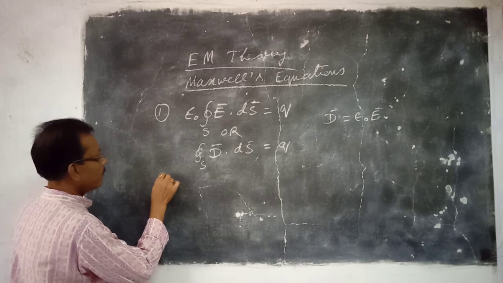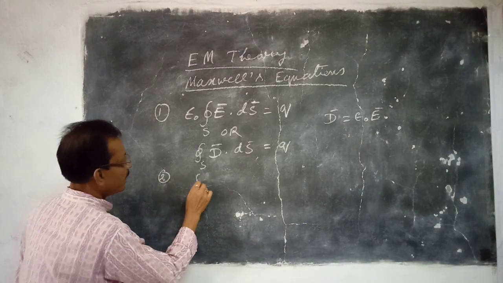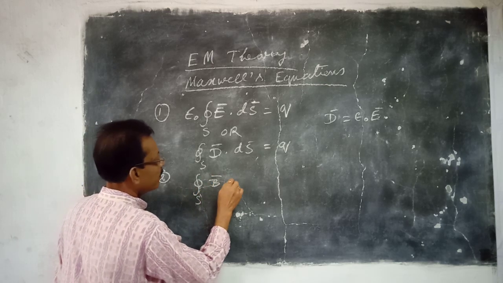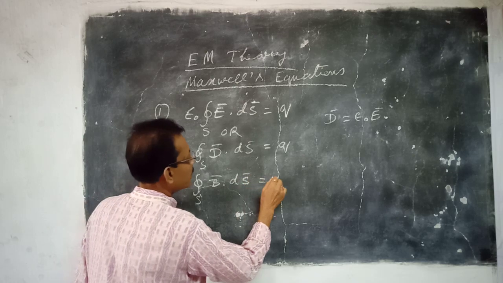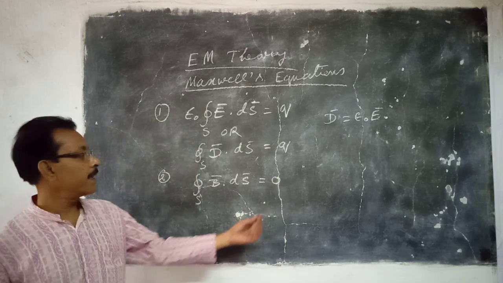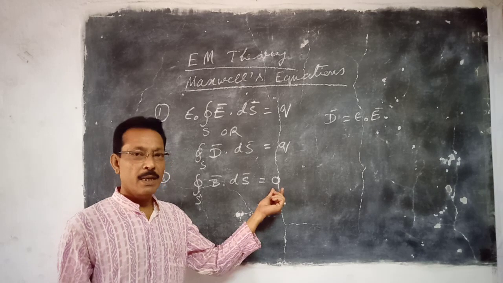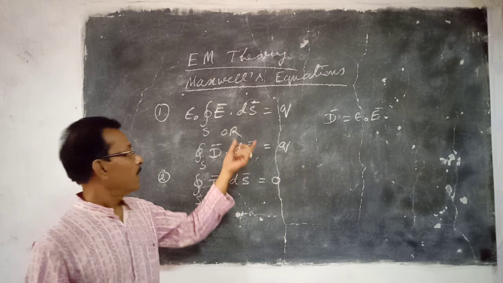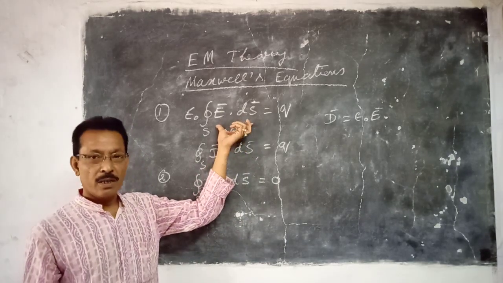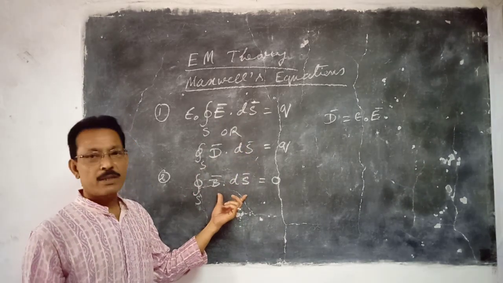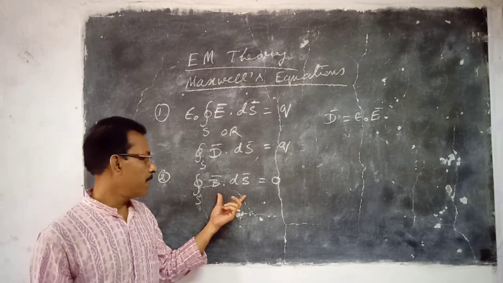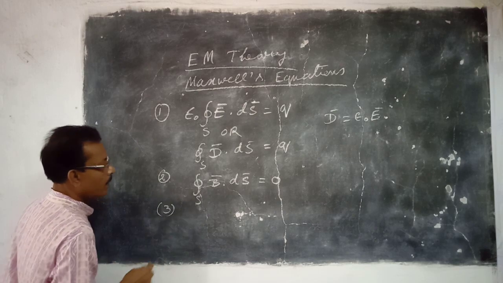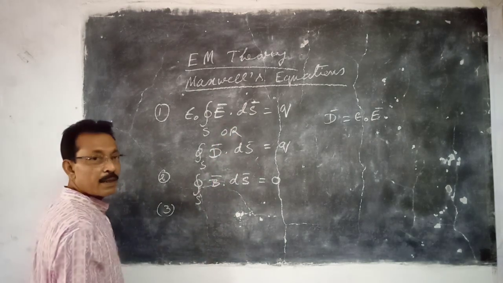The second one is the Gauss's law in magnetostatics. Closed surface integral B dot ds is equal to 0. The right hand side is 0, which means there is no existence of magnetic monopole. So, Gauss's law or Coulomb's law in electrostatics, Gauss's law or the Biot-Savart's law in magnetostatics. These two are from the static part.